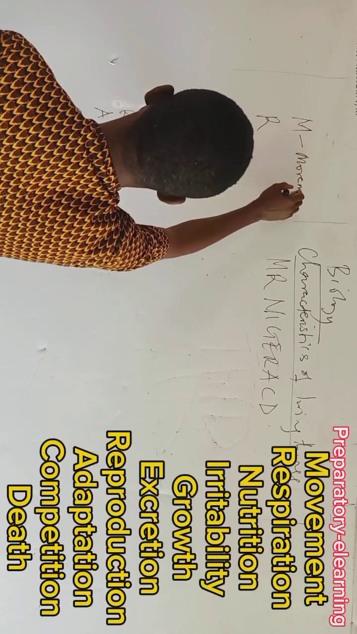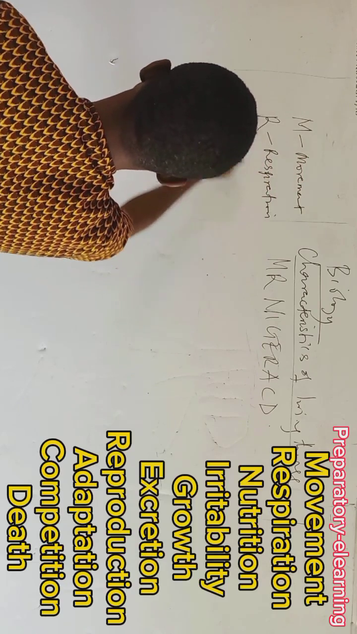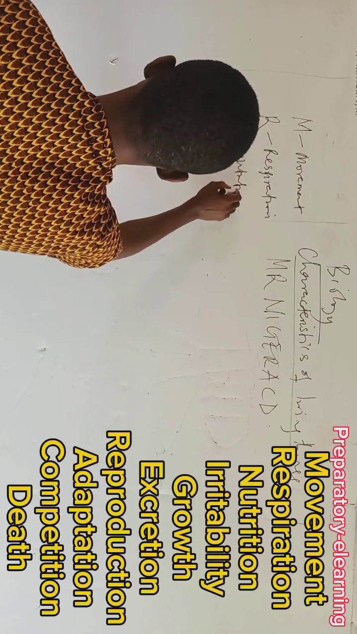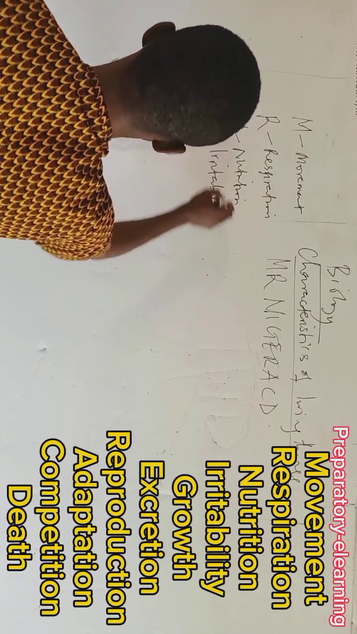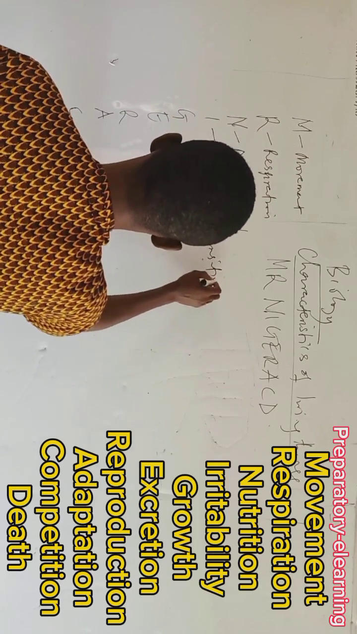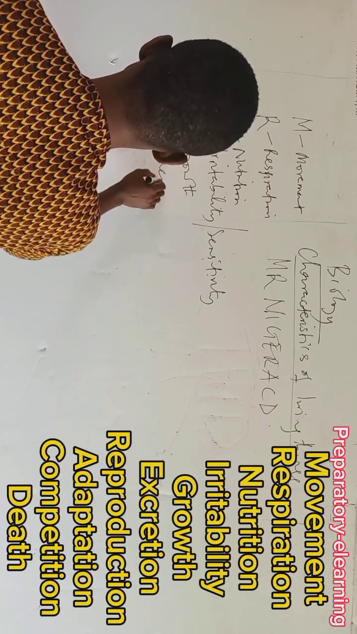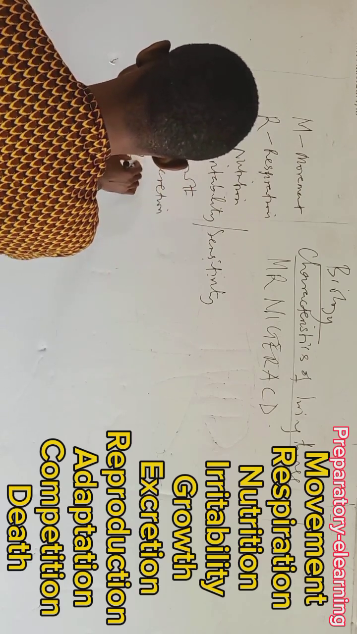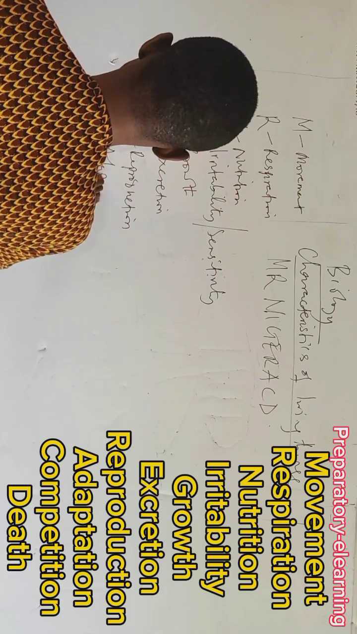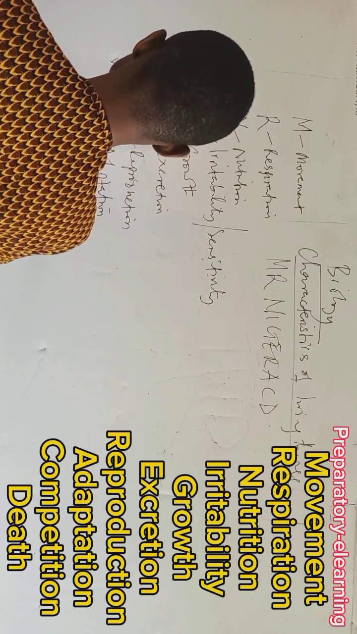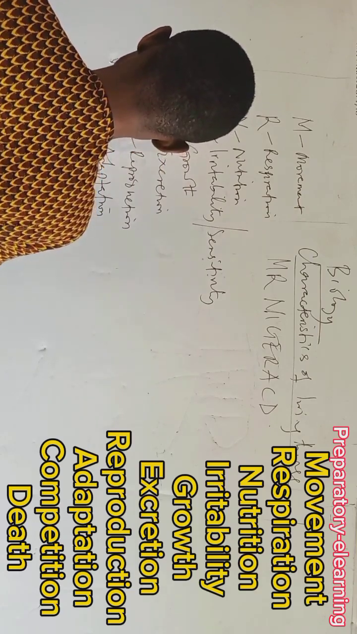M represents movement. R represents respiration. N represents nutrition. I represents irritability, otherwise called sensitivity. G represents growth. E represents excretion. R represents reproduction. A represents adaptation. C represents competition. And of course, D represents death.